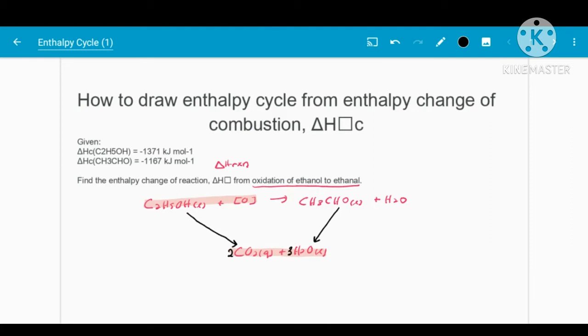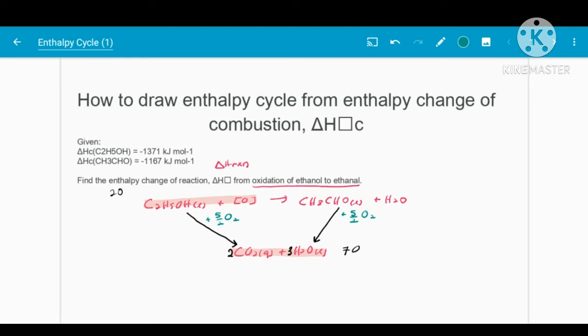But if we refer to the reactant, we have only 2 oxygens, and the products have 7 oxygens. So what we have to do is add 5 more oxygens to make the number of oxygens equal from the reactant to the product. So 5/2 O2. And the second equation also has the same number of oxygen. Now this is the balanced chemical equation for the enthalpy cycle.